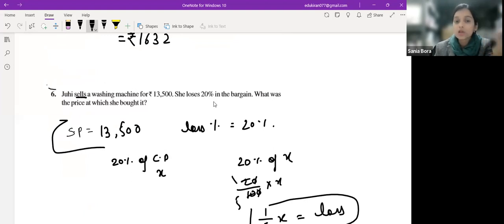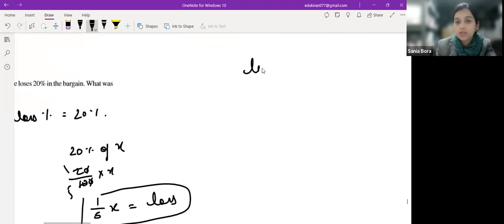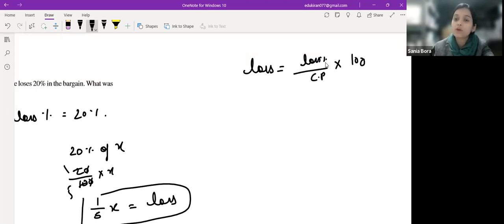Loss percentage is given, which is 20%, right? To find loss, you have two methods, right? Which is loss percentage equals loss by CP multiplied by 100, right? This is the one formula, yes or no? Yes, ma'am. This is the loss percentage formula. Right? So, are you using this method or this method?